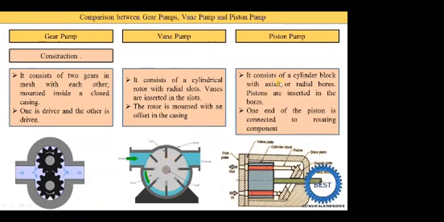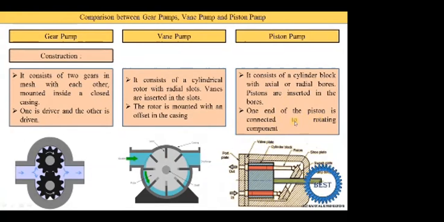Here is the point of the piston pump: it consists of a cylinder block with axial or radial bores. Pistons are inserted in these bores. Here you see this is the cylinder block. This blue colored portion is the cylinder block, and inside this cylinder block the bores are created. Bore means holes are created, and inside these bores the pistons are inserted. Here the piston is up to this point and here the piston is up to here. Okay, so this is the piston.